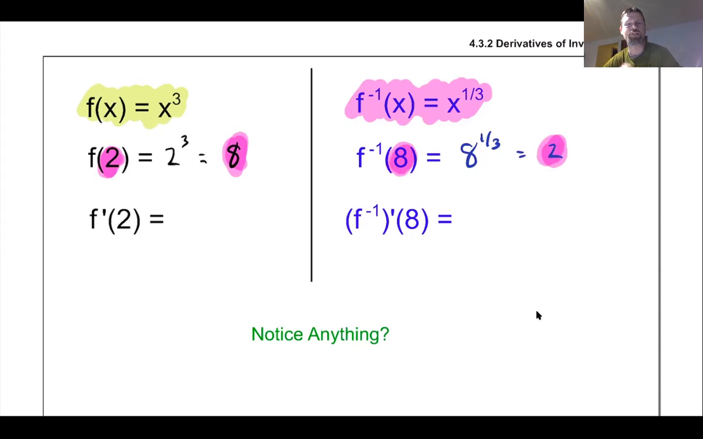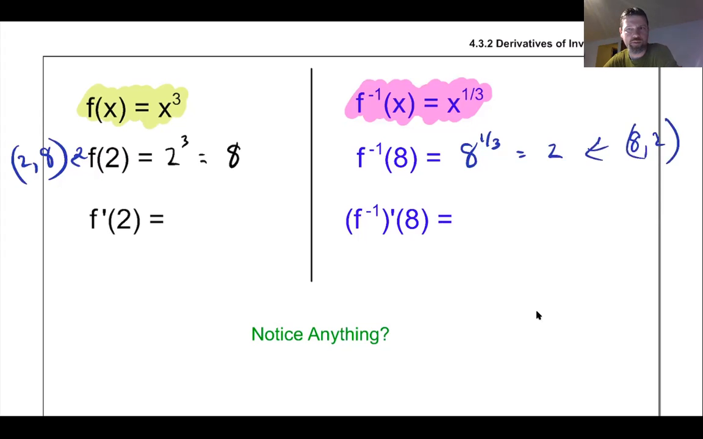Remember, with inverse functions, the x and the y values would be switched. So if the original function has the point 2, 8 on it, which it clearly does, when I put a 2 in, I get an 8 out. The inverse function should have the opposite point in there. It should have the point 8, 2. Right? So that shouldn't come as a surprise.